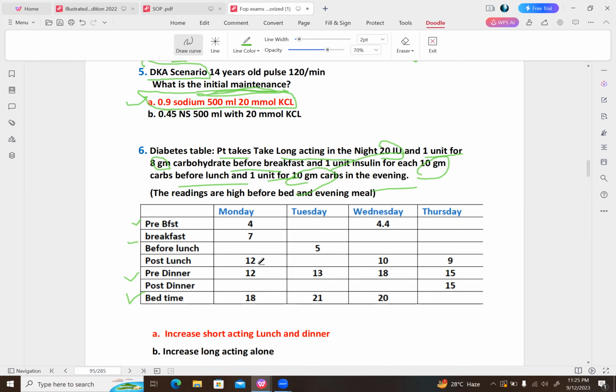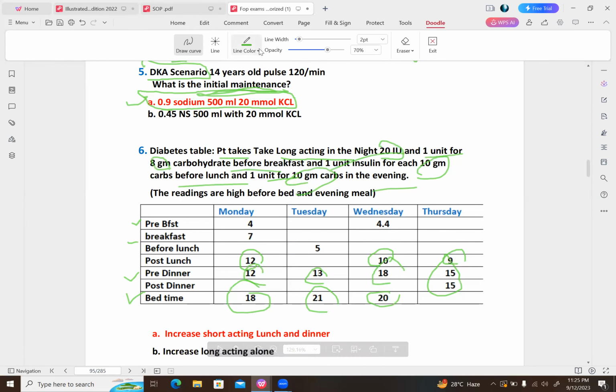Post lunch, it is more than 7. It is more than 7. This is more than 7, means it is uncontrolled. Okay, these are all uncontrolled.